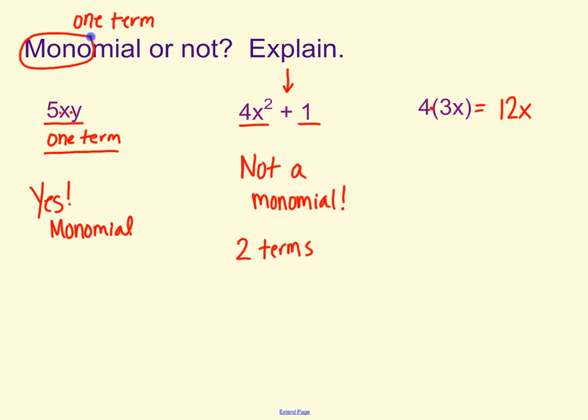Even though you have your coefficient 12 and your variable x, they are stuck together with multiplication, so that is just one term. So yes, this last one is a monomial. And how do we know again? We know because it has only one term. And again, you could say there are no plus or minus signs. I would be okay with that as well.